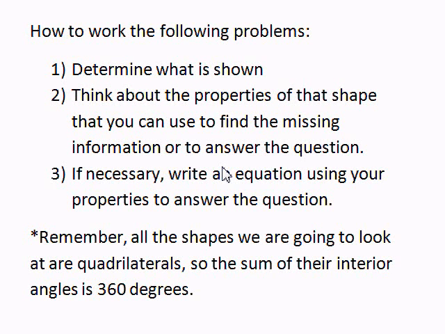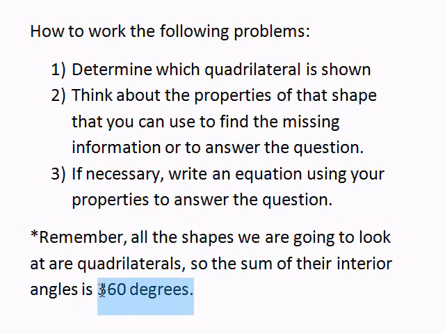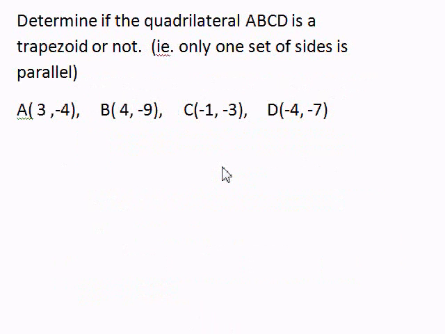So a quick note before we actually start solving the problems. In order to work the following problems, it'd be a good idea to figure out what is shown. What I mean by that is determine which quadrilateral. Think about the properties of that shape that you can use to find the missing information or to answer the question, and then if necessary, write an equation using your properties to answer the question. Remember that all the shapes we're going to look at are quadrilaterals, so the sum of their interior angles is 360 degrees.